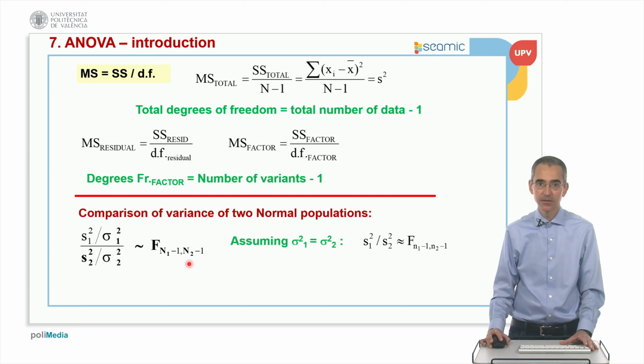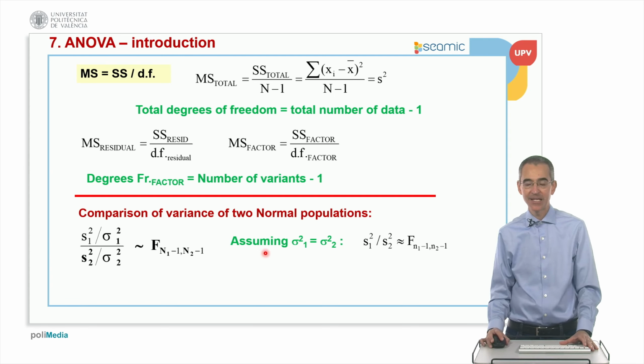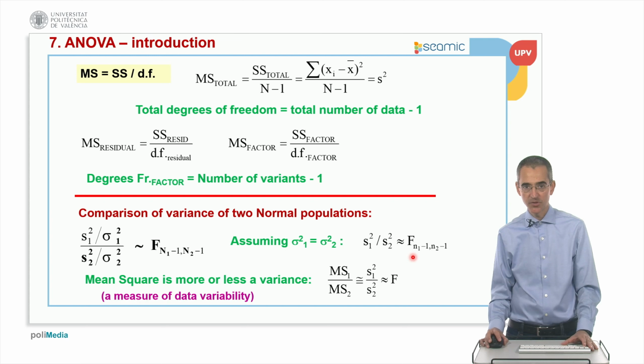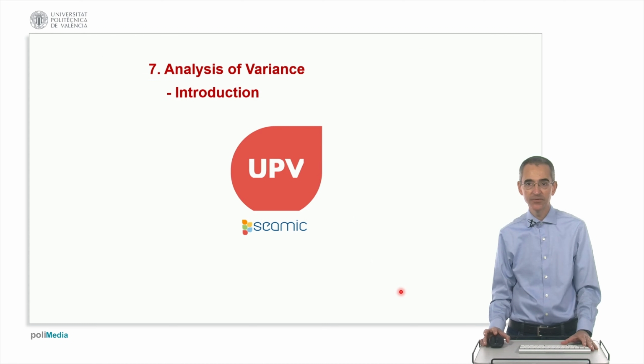Okay, so this formula is simplified in the case that both populations have the same variance. In this case, we have that the ratio of sample variances follows a Fisher's distribution. Well, in this case, okay, as I have just explained here above, the mean squares is approximately like a variance. Okay, so when we make the ratio of two mean squares, this is approximately the same as the ratio of two variances, and this will follow a Fisher's distribution. Okay, and this is the key issue of ANOVA that I will explain in further videos.